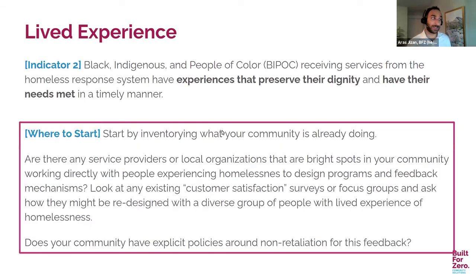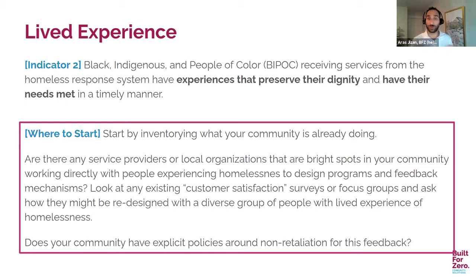But we think that a place to start, again, is by inventorying what your community is already doing. So are there service providers or local organizations that are bright spots in your community? And this might be an opportunity to also look outside of the homeless services system to think about those healthcare partners, upstream systems. The youth space, I think, is often a place where folks are a lot more attuned to issues of lived experience than we are. We could learn from partners in that space. So I think there's learning to be done locally.